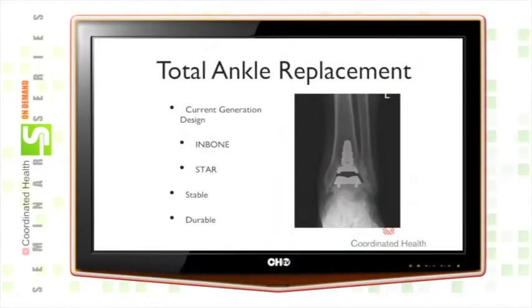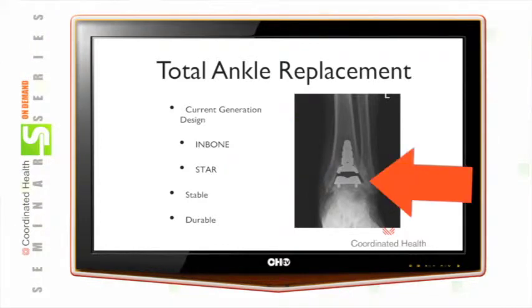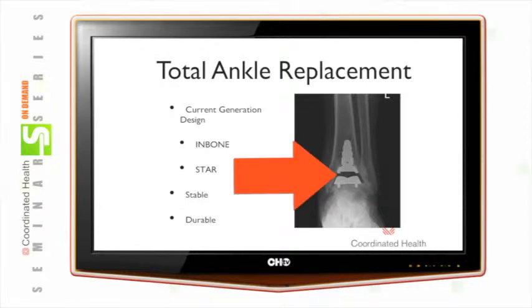This is a current design of what an ankle replacement looks like today. You can see we remove a portion of the tibia, we remove a portion of the talus, and then we put in a metal tibial component and a metal talar component. The space in the middle is actually a plastic piece that you don't see on the x-ray that acts as a shock absorbing bearing so that the ankle can go up and down, and when you step, it absorbs the pressure and the shock of walking to preserve the life of the implant.